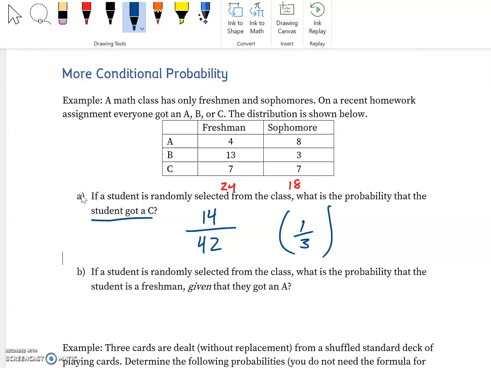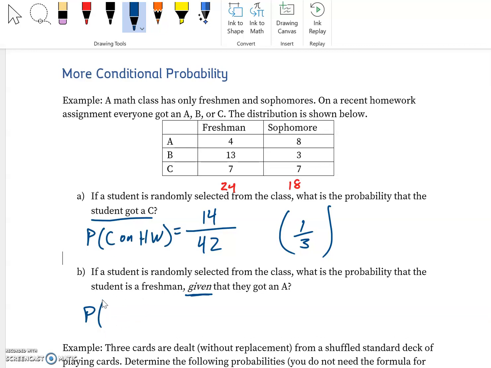So this one, right, and I should mention, part A did not have a given portion, right? It was not a conditional probability. It was just a basic question, kind of reading the table. Part B, if a student is randomly selected from class, what's the probability that the student is a freshman given that they got an A? So this is, right, if we're using probability notation, I could have included that in the first part, right, and use proper probability notation here.